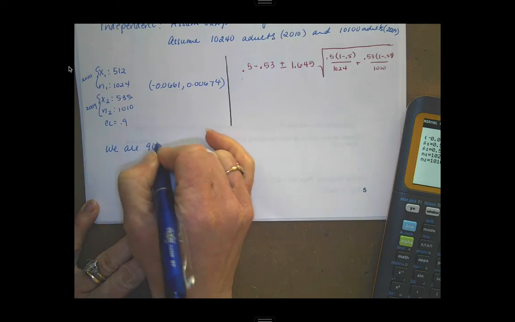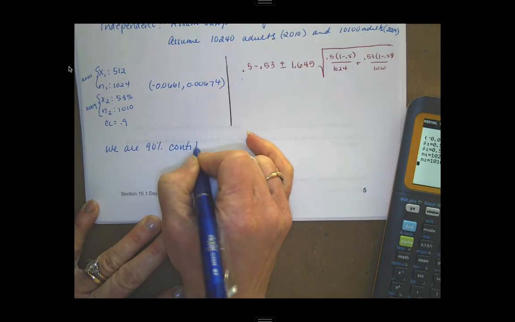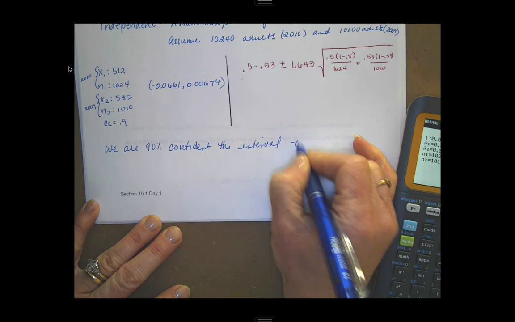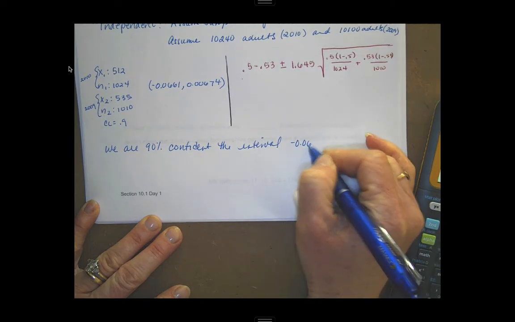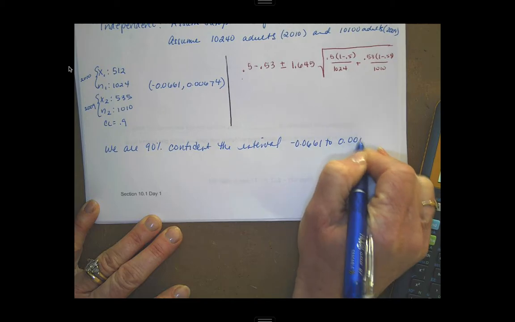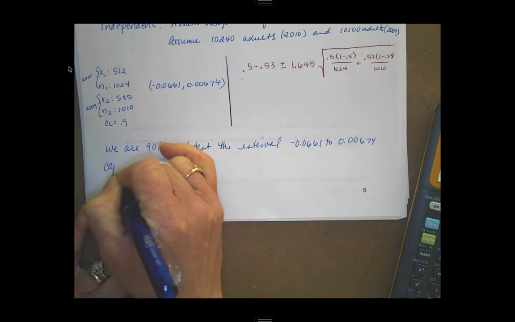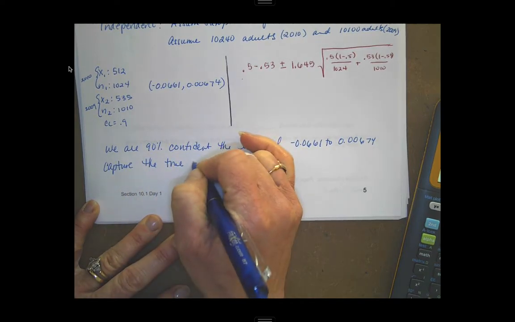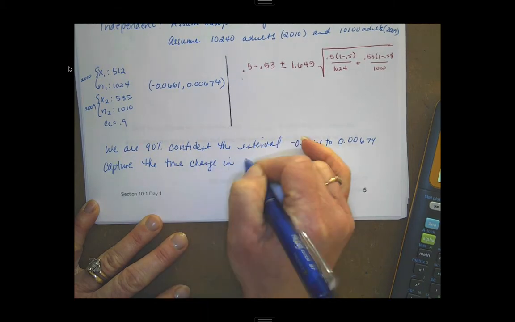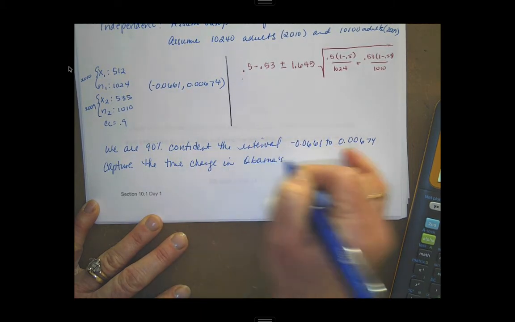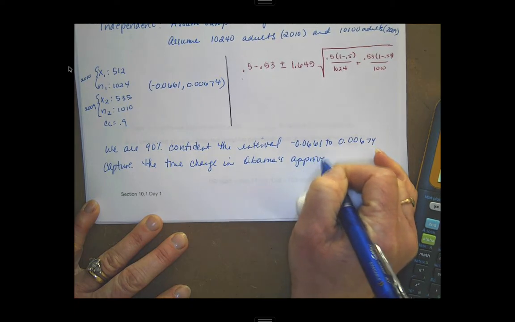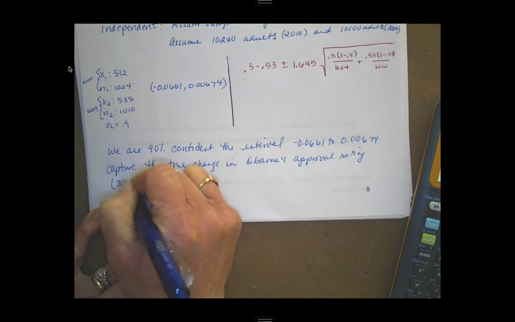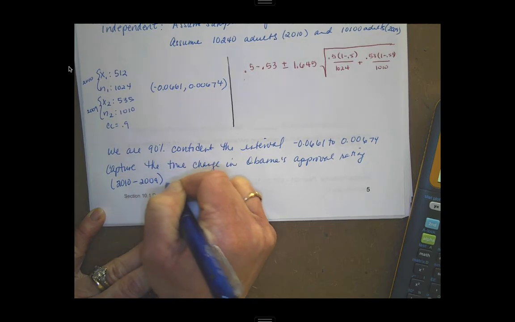So we are 90% confident the interval negative 0.0661 to 0.00674 captures, I'm going to put this in context, the true change in Obama's approval rating, and I'm going to say 2010 minus 2009.